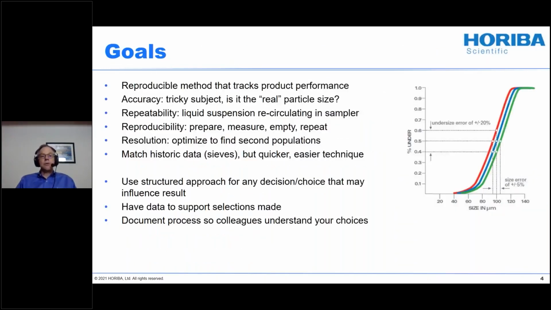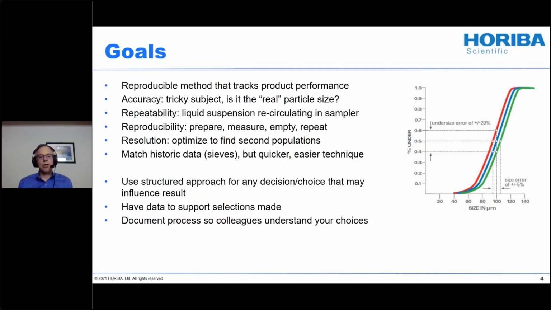Okay, so method development goals. There are a number of different goals you can be looking for, and it's helpful to think through what you're trying to do or worry about. The first and most obvious is you want a reproducible method that tracks product performance. So you need an answer that changes as your product changes and doesn't change when your product does not change. A secondary goal is accuracy. I'll comment a bit on why I say it's secondary later, but that's a tricky subject because then you have to define real particle size, which I don't get into much here.